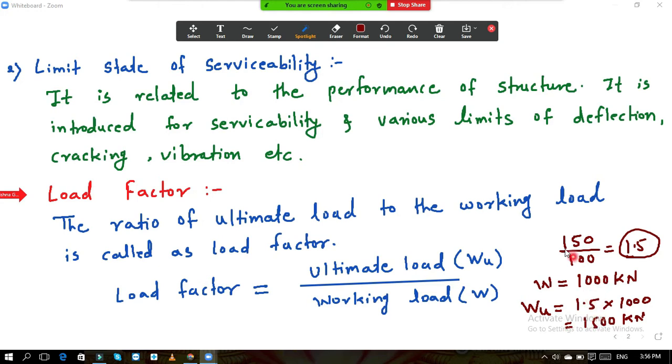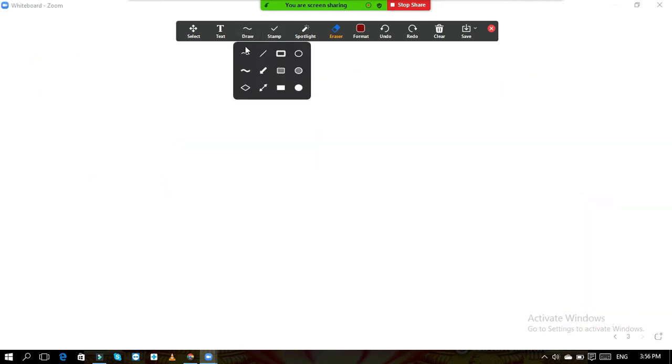This is the load factor. This we also consider in this method. So the next point is characteristic load.